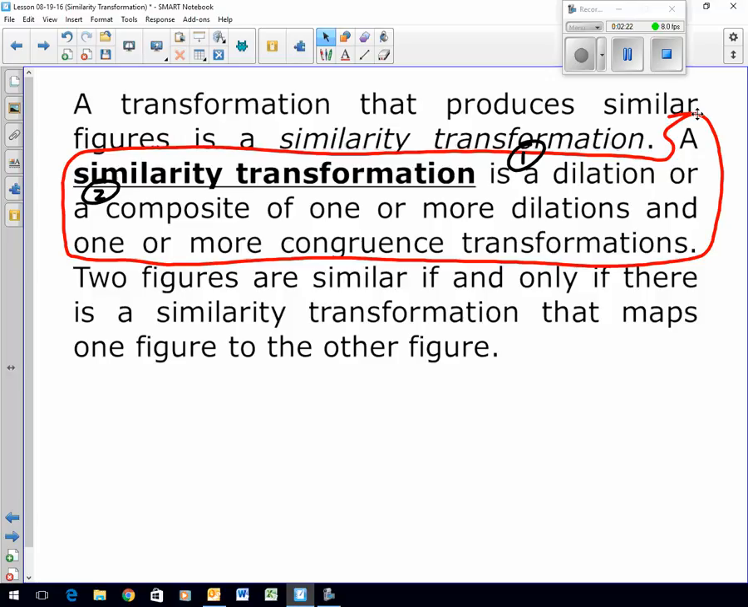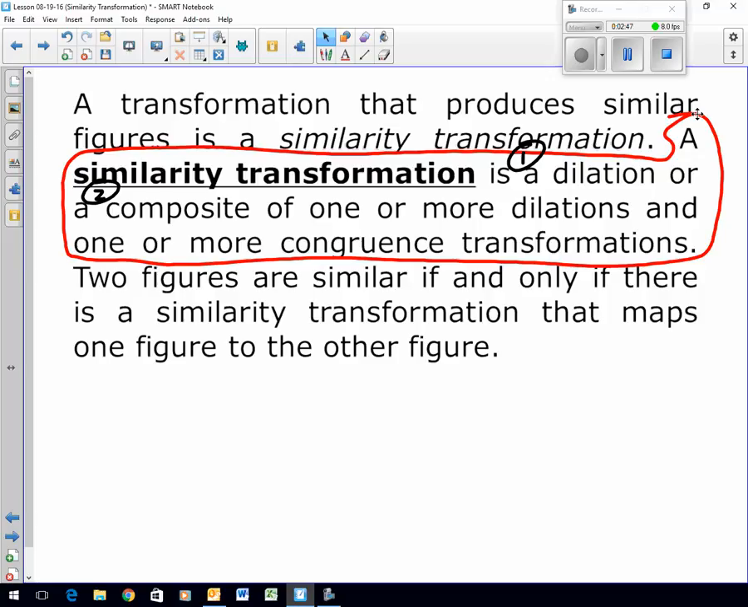We got to explore that one a little bit, obviously. A similarity transformation is a dilation. So first off, all dilations are similarity transformations. We'll take a quick true-false quiz on that in just a second. All dilations are similarity transformations.